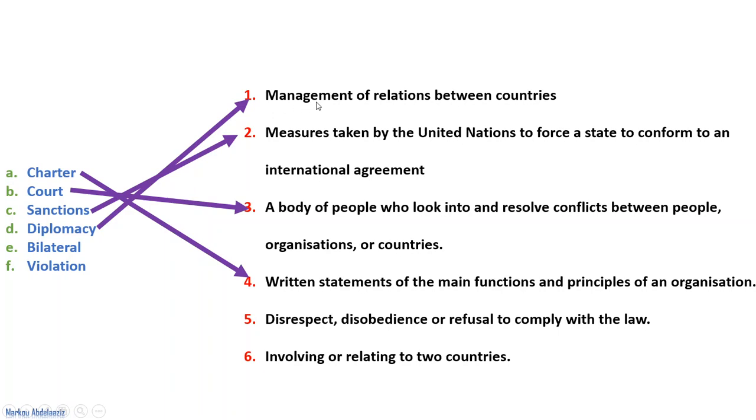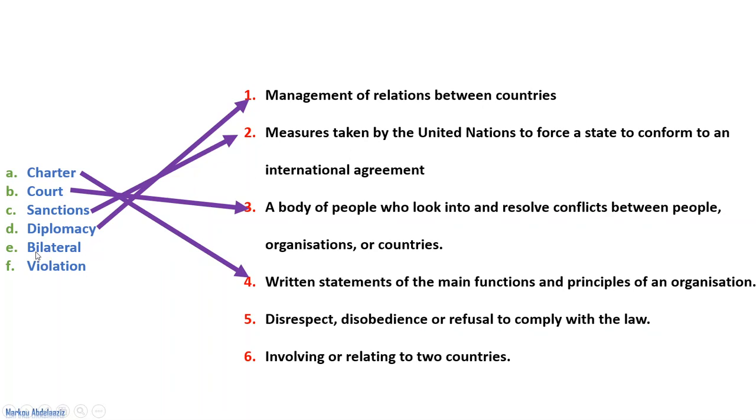Diplomacy, we said management of relations between countries. Okay, so when we have diplomacy, for example, we have the ambassador. Morocco has different ambassadors around the world in different countries. Why do they have ambassadors? Because they need relations, to manage the relations between Morocco and other countries.